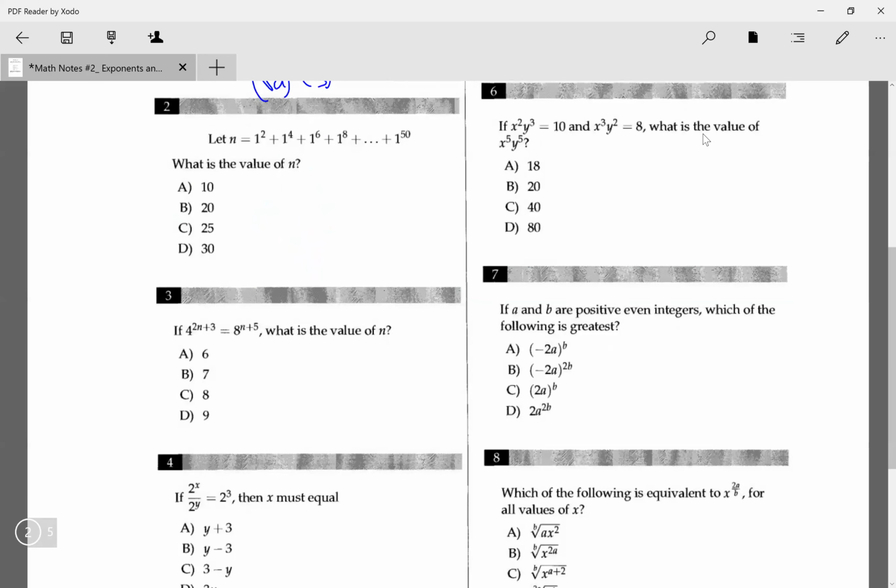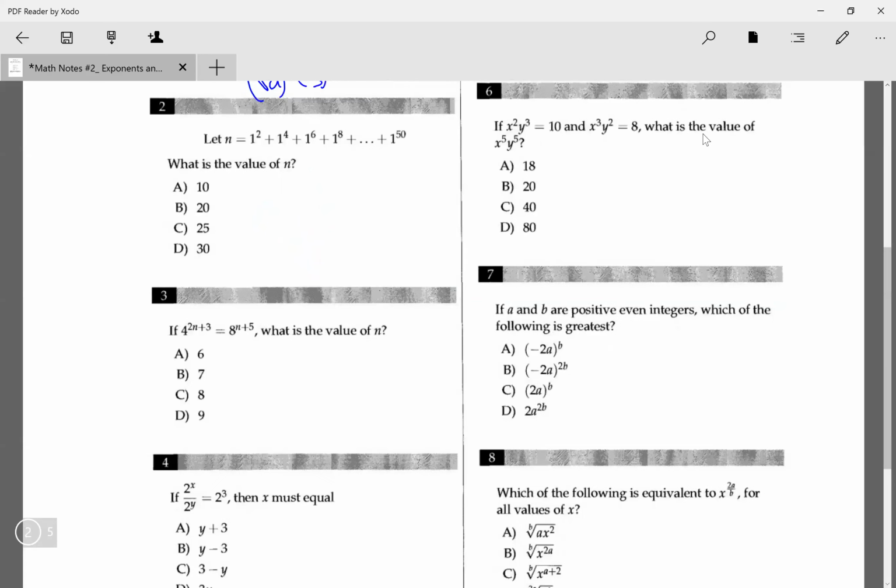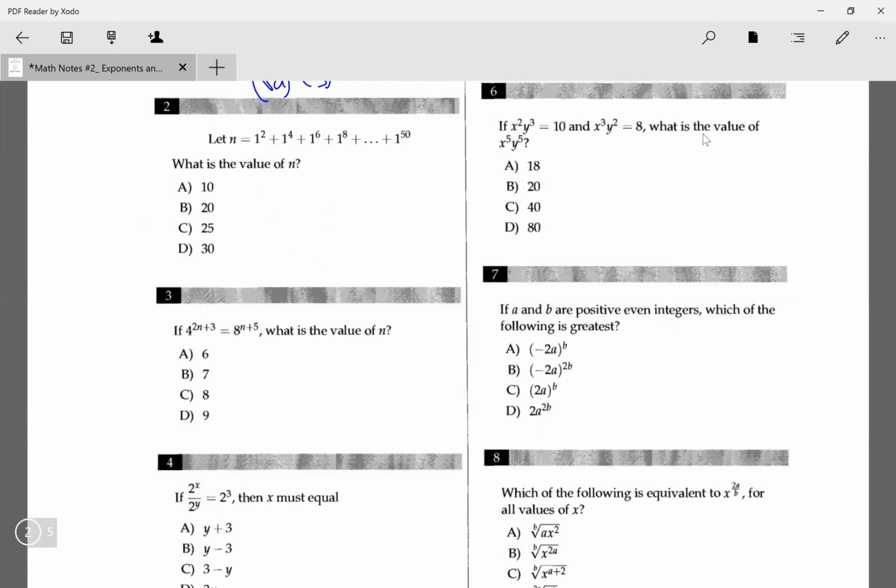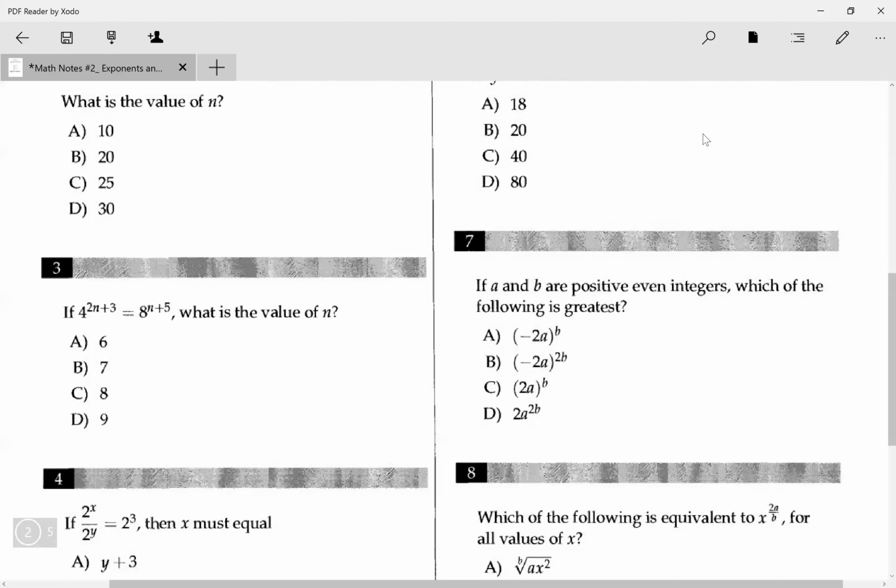Now, the next one I want to go over is number 7. Number 7 is one of those questions where it says if a and b are positive even integers, which of the following is greatest? So this is one of those questions where you could solve it rationally by thinking it through, using the properties that you know.